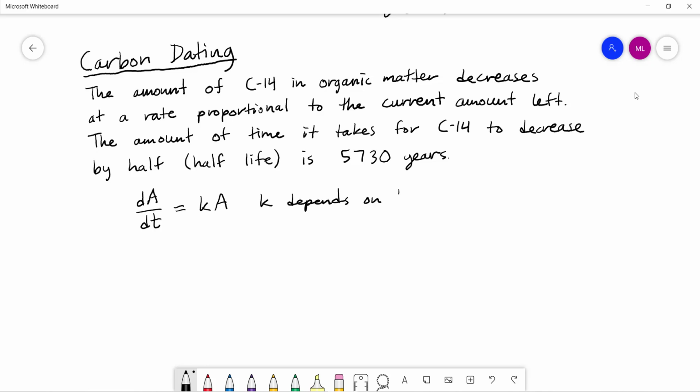depends on the half-life. So for different materials, different radioactive isotopes that decay, they have different half-lives, and the equation for all of them would look exactly like this. The only difference would be the value of K. So this value of K you'll find when we go through this and solve it. This 5,730 years is going to come into play to allow us to solve for K.